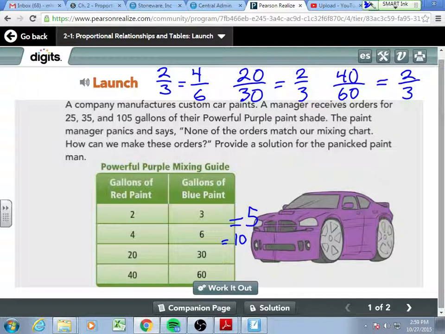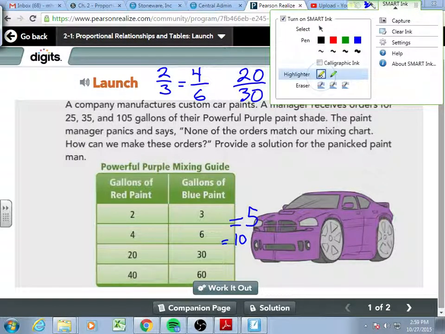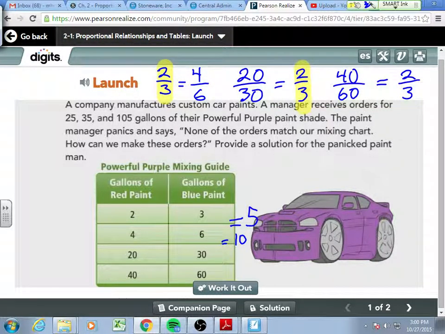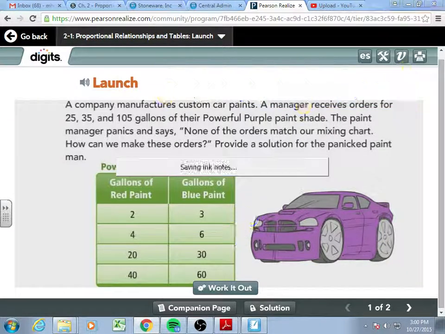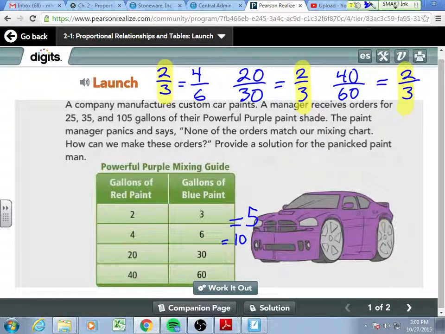Since all of these end up with the same reduced fraction form, that means it's a proportional relationship. What we need to see is that reduced fraction form being equal for every single part of the table. Just because the first 3 parts work, you still have to check the fourth. There's no point where you can say we don't need to check that. You've got to check every single row of the table.